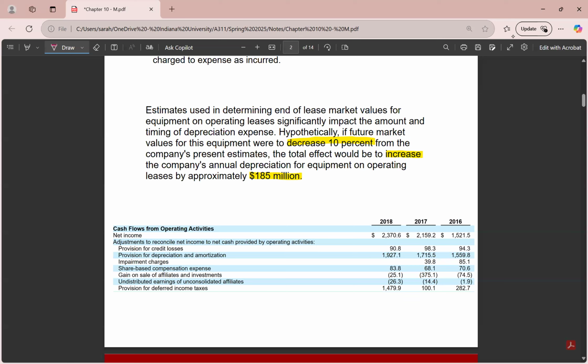They said, hypothetically, if the future market values decrease 10%, it would have material consequences. This would increase the company's depreciation by approximately $185 million. So they're being pretty transparent. They are sharing potential outcomes. If this happened, here is what the outcome on our financial statements would be.